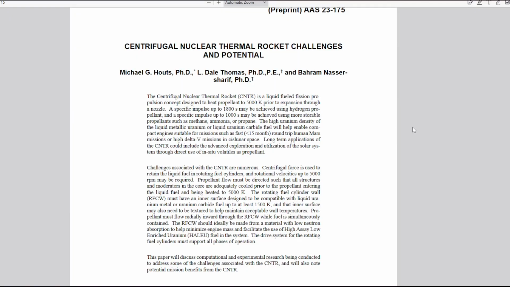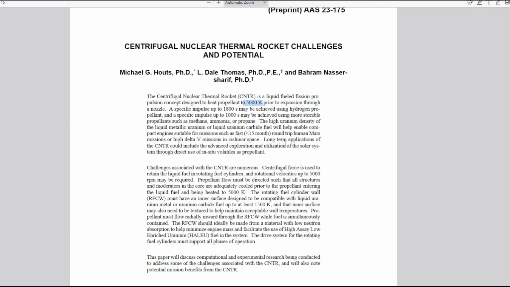Now, this manuscript talks about challenges and potentials, so we want to take a look at that. Now, it is a liquid core, so that's a liquid fuel fission propulsion concept designed to heat propellant to 5,000 Kelvin prior to expansion through a nozzle. So it's very hot, so we're going to have some special materials to deal with that.